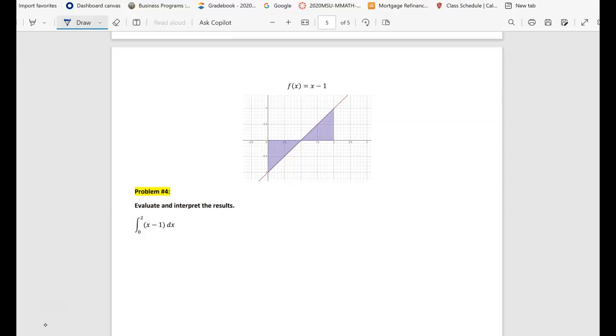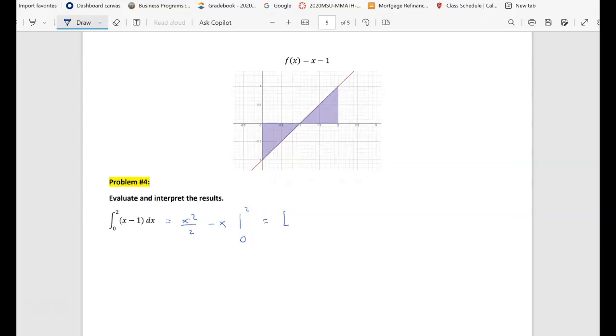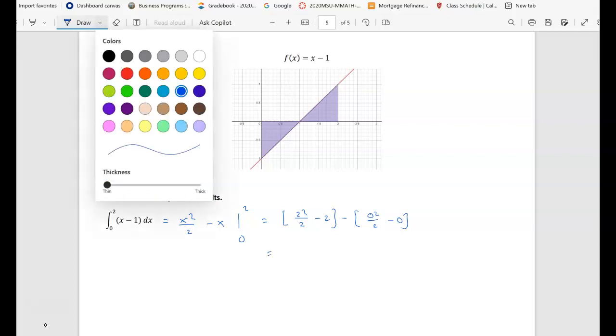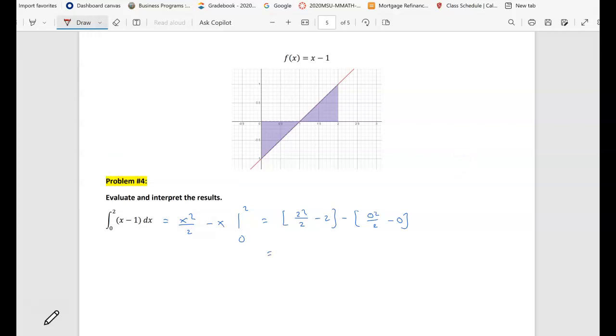So for instance, in this case, as we evaluate the area, we're looking at x squared divided by 2 minus x evaluated from 0 to 2. Let me put brackets to emphasize we're evaluating the upper limit. So this is going to be 2 to the second divided by 2 minus 2, and then we're going to evaluate 0. So 0 to the second divided by 2 minus 0. The second term is going to cancel out, so this one is going to go directly to 0.